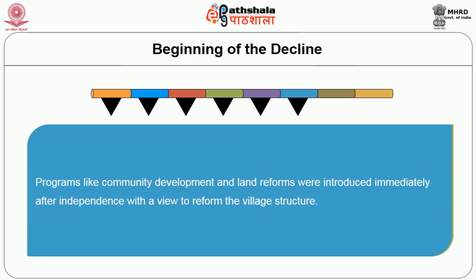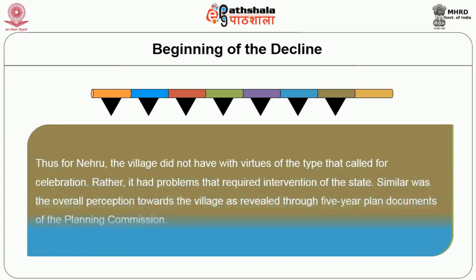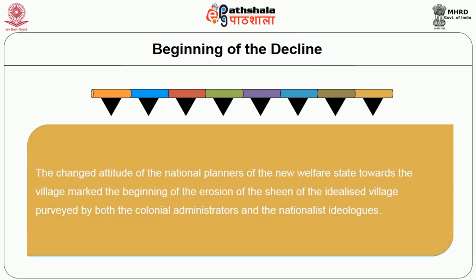promoted. Programs like community development and land reforms were introduced immediately after independence with a view to reform the village structure. Thus, for Nehru, the village did not have virtues of the type that called for celebration. Rather, it had problems that required intervention of the state. Similar was the overall perception towards the village as revealed through the five-year plan documents of the Planning Commission. The changed attitude of the national planners of the new welfare state towards the village marked the beginning of the erosion of the sheen of the idealized village pervaded by both the colonial administrators and the nationalist ideologies.